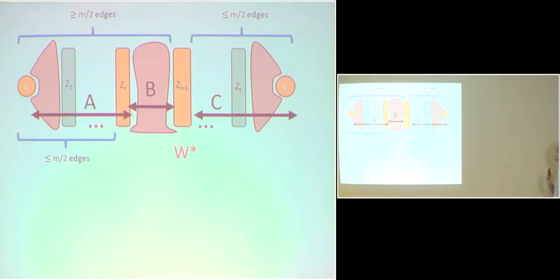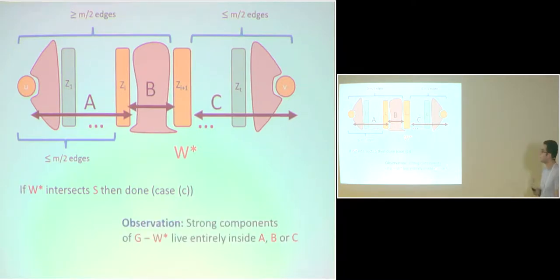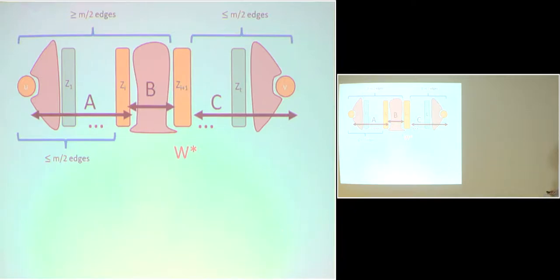Okay, so now what are our cases? If W star intersects some optimal solution S, then we are done because we're in case C. Deleting W star decreases opt by 1. Now, notice that after I remove W star, every strong component lives entirely in A, B, or C because you cannot move back, right? You can move back, but you can't go forward. So if you go from B to A, you cannot get back to B. So no strong component can live across my separators.